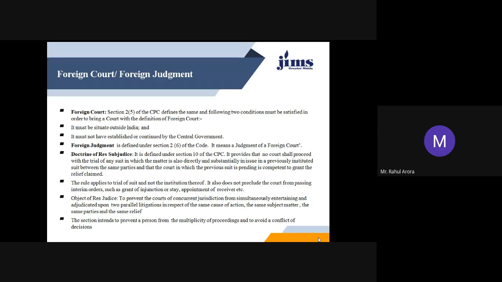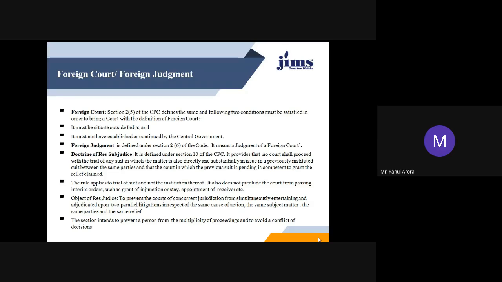Now the next concept is, what do you mean by foreign judgment? Foreign judgment is defined under section 2 clause 6 of the CPC. It means a judgment of a foreign court. So these are the definitions of foreign court and foreign judgment.